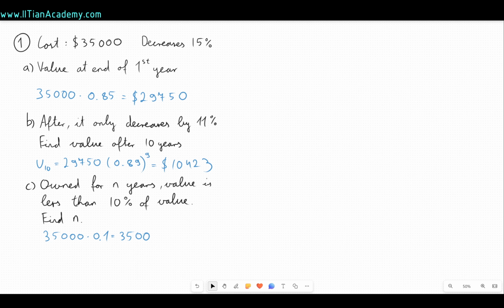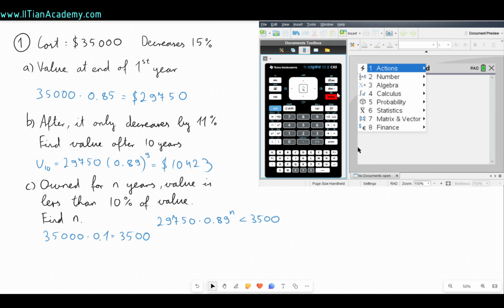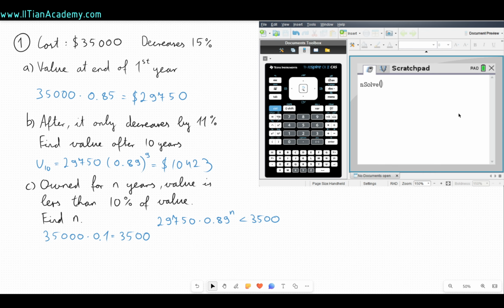So what we can write up is that after the first year, the value was this, and then we multiply it by 0.89 to the power of n. So we want to see how many years it has to happen, and this has to be less than 3,500. So to do this, we can take our calculator and find the value of n for when this equation is correct. So if we go into numerical solve, we can do 29,750 times 0.89 to the power of n. This has to be equal to 3,500, and we're solving for n. So we get that n is 18.36.